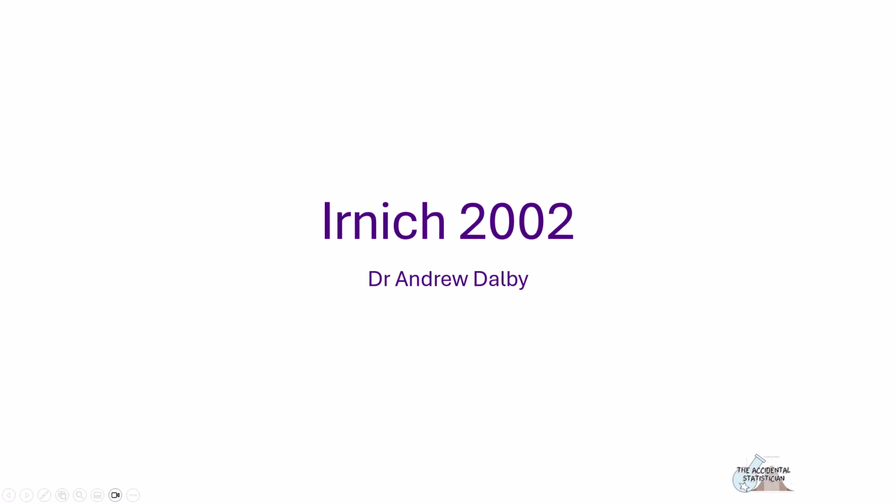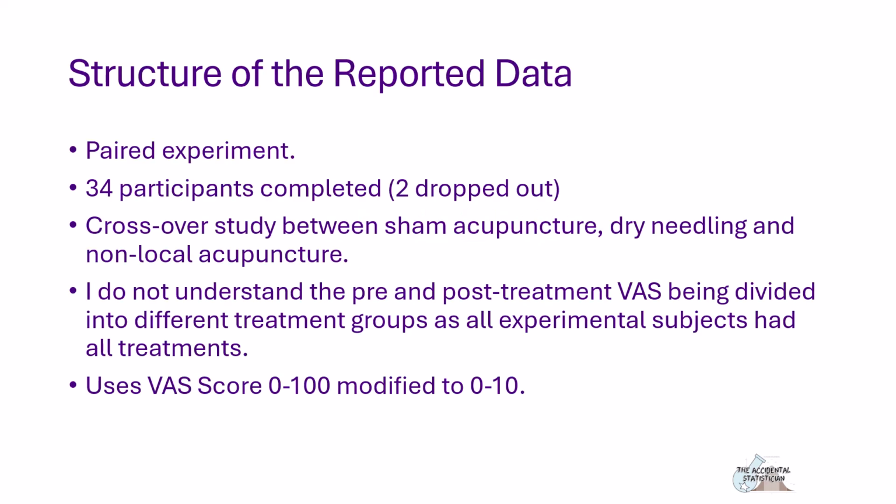Irnich then created a second paper a year later looking at the same experiments to do with acupuncture and sham acupuncture. Now in this case it was a paired experiment rather than an unpaired experiment, so you don't have an experimental group and a control group. You have 34 participants that undertake a crossover study. So that means they're subjected to all of the different treatments, but in different orders.